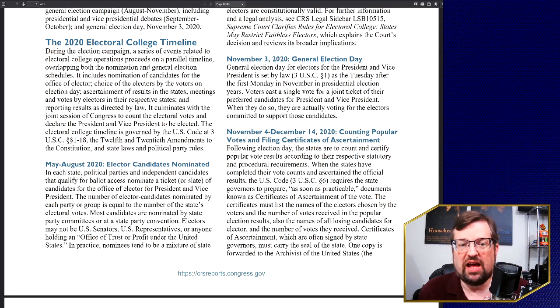So what happened on November 3rd was we voted for our preferred candidates, Trump or Jorgensen or Biden or the Green Party, whoever your candidate was. You were actually voting for that slate of electors. And so all of this is about figuring out who the electors are going to be, and then the electors are going to select the president.